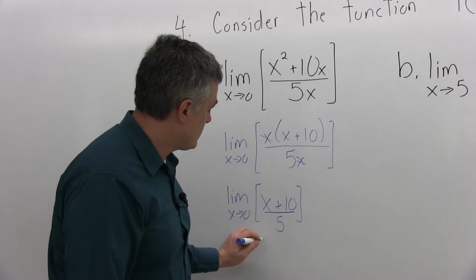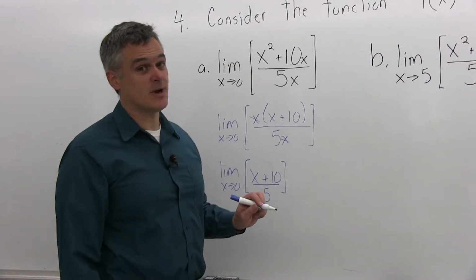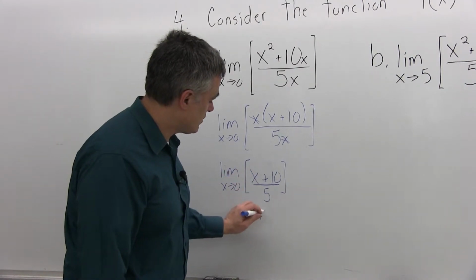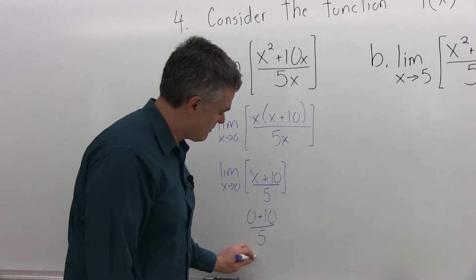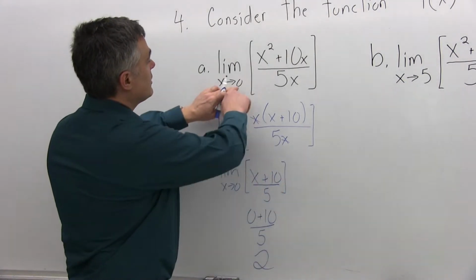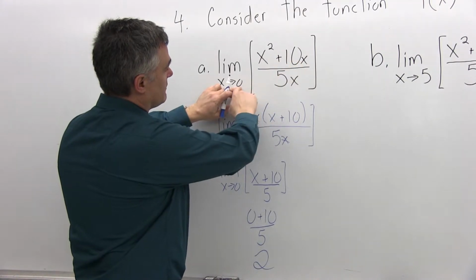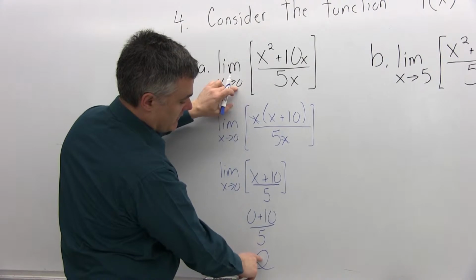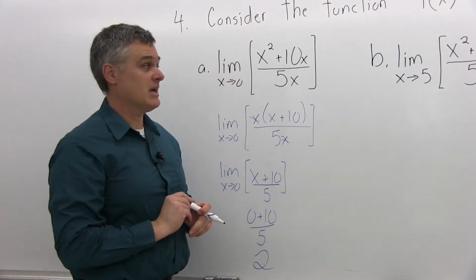So what I wind up getting when I put in a 0 for x, and again, I'm not really putting in a 0 for x. I'm putting in things super close to 0. The x plus 10 gets super close to 0 plus 10 over 5, or 10 over 5, which I can reduce to 2. So even though I cannot actually put a 0 in for x in this function, as I put in values for x very close to 0, the output or height on the graph I get will be getting very close to 2. So that's the answer for part A.